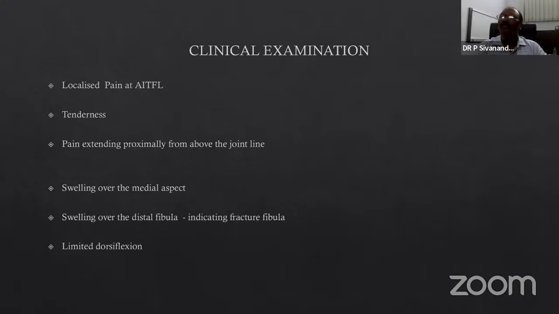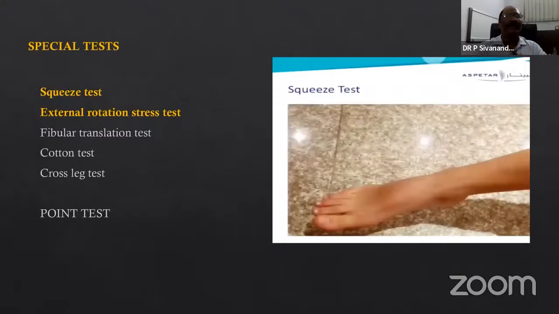On dorsiflexion, these patients will have limited dorsiflexion. So after fixation of all the malleoli, if after 1 or 2 months of weight bearing the patient comes with all these symptoms, definitely you have missed the syndesmotic injury. Clinically, this will tell you that you have to investigate the particular patient. Then how do you investigate? How do you test them?